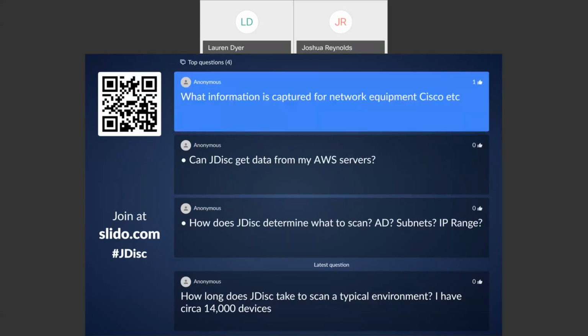What information is captured for network equipment like Cisco, et cetera? Goodness, a tremendous amount of hardware information in particular is captured. If you wanted to know what the north and south bridges residing across your CPU, what the makes and models and revision numbers are, that's the sort of stuff that JDisc can capture. It can do a limited amount of performance monitoring type information. That's largely for disk space, CPU cycles, and memory usage.